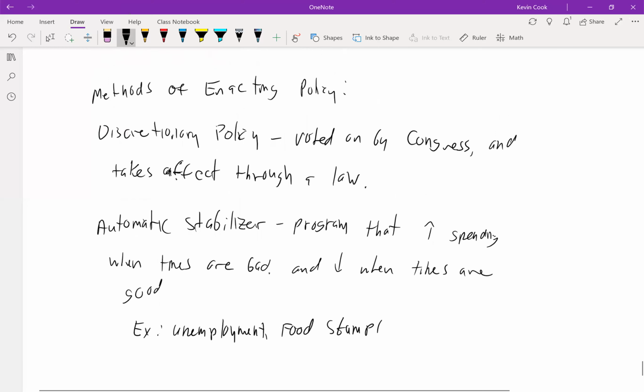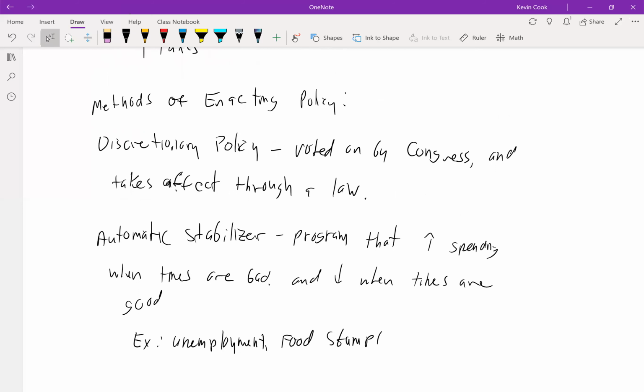So with your automatic stabilizer, when times are bad, more people get to draw unemployment, which raises that spending. If you apply for unemployment, it's not something that goes through the House and the Senate, or the Iowa House or anything like that. If you apply and you're eligible, you get it. If you're not eligible, you don't get it. And granted, I know it's more complicated than how I'm making it, but that's the basic understanding of how these automatic stabilizers work.